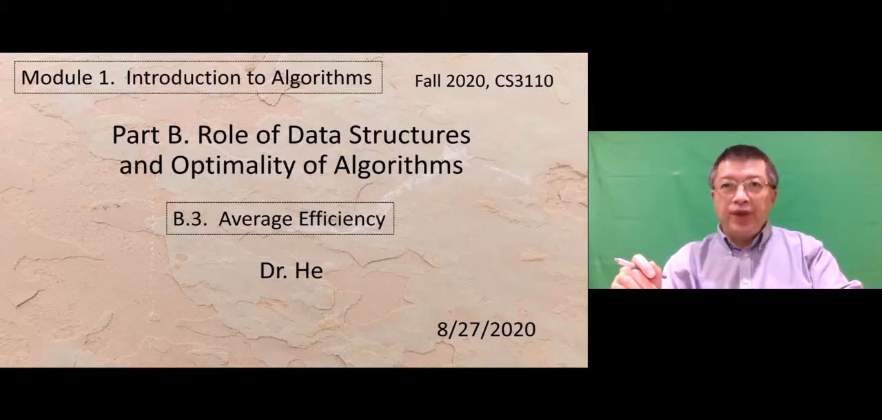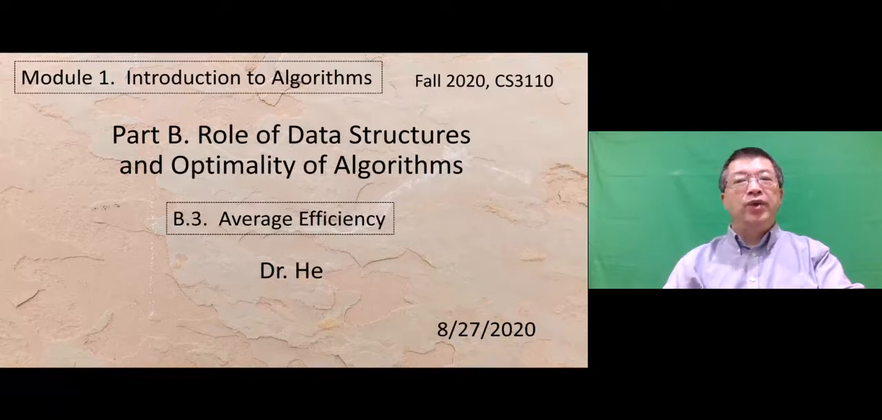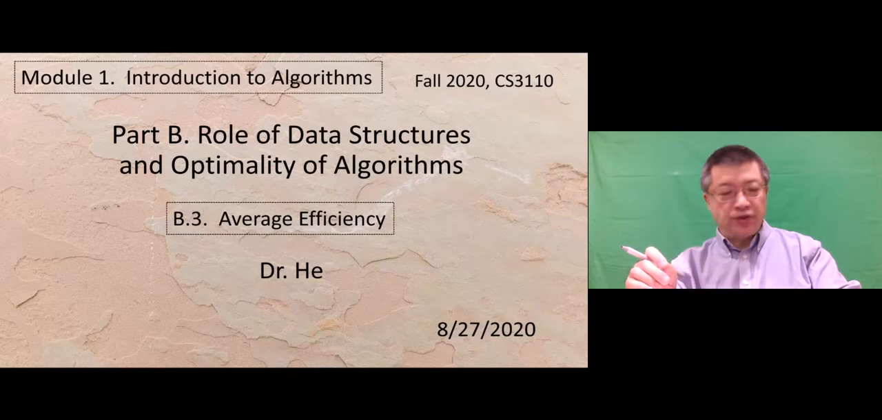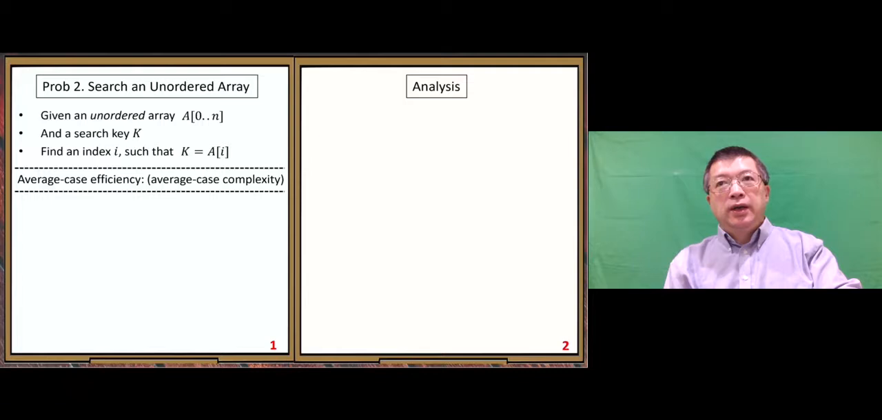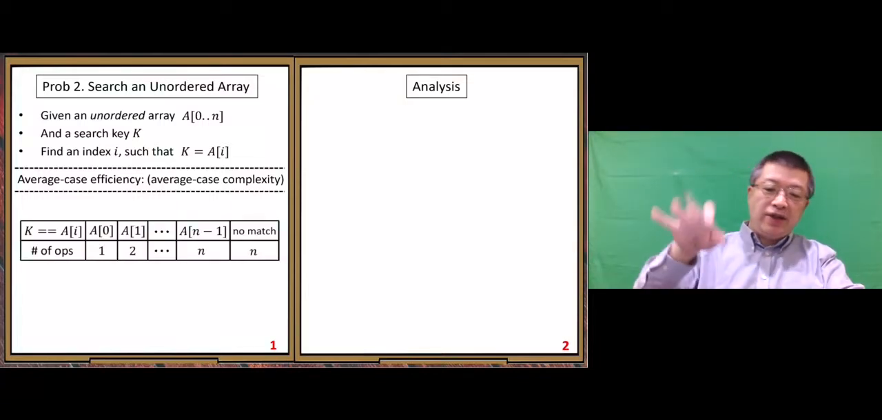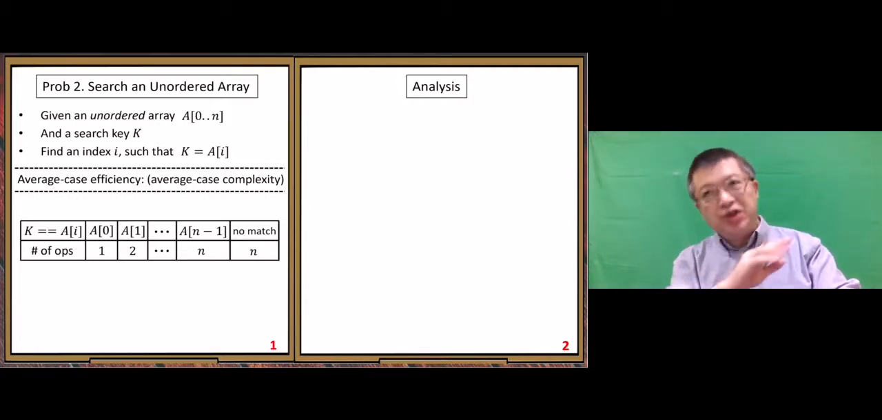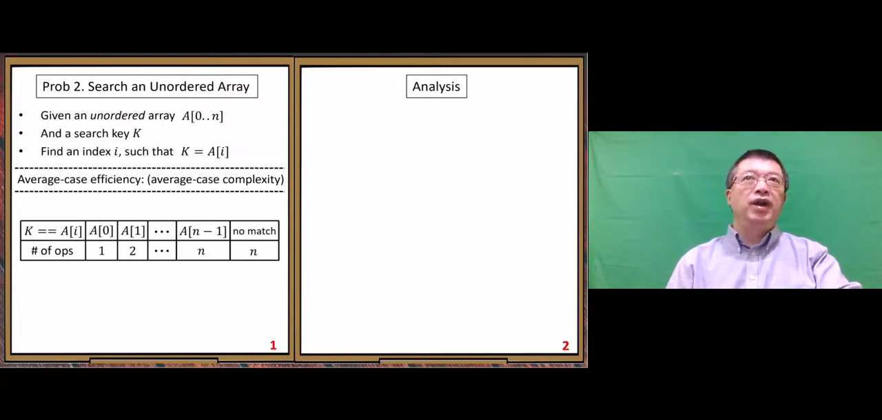Part B.3, average efficiency. In this part, we will do analysis for the average efficiency of the linear search, or sequential search. All right, so that's our problem. First, let's look at all the cases here. Remember our assumptions we made in the previous video. Here, we just use them directly.